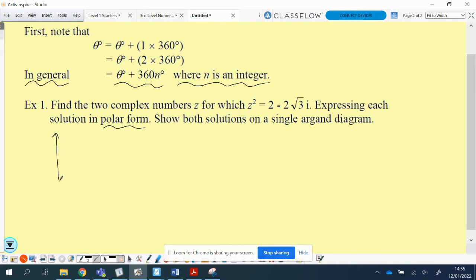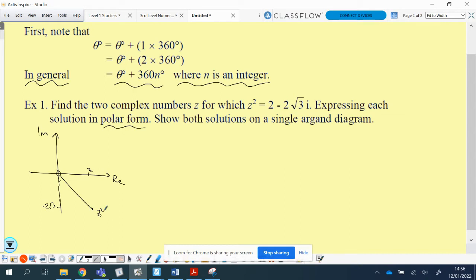So I'm going to get my plot out. My real axis along here, my imaginary axis down here, 0 in the middle. To find my complex number z squared, it's going to be along 2 on the real axis, and then I'm going to go down 2 root 3. So my complex number lies somewhere along there, and that's where z squared is.